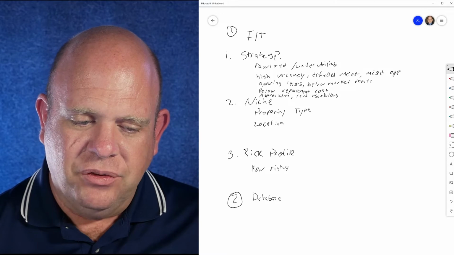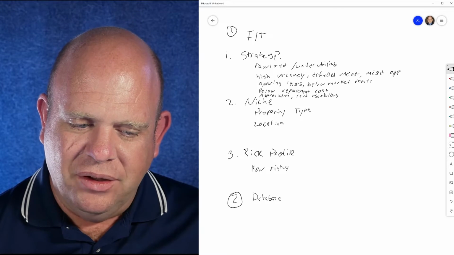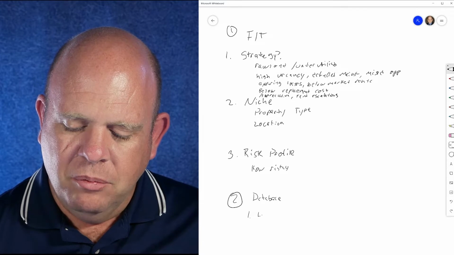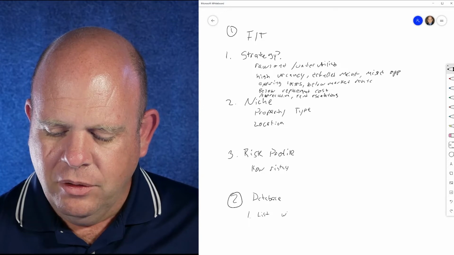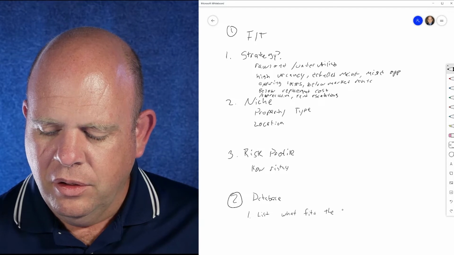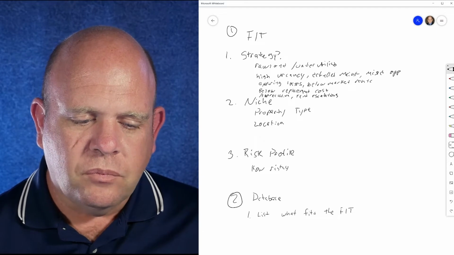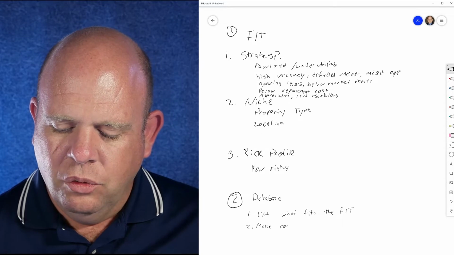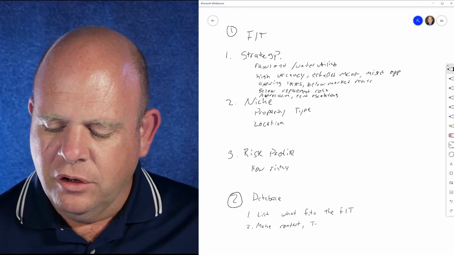So you have a database, and then you've identified what it is. So now you build a list of what fits that fit. Then you simply make contact with all those owners and see, will they take an offer?